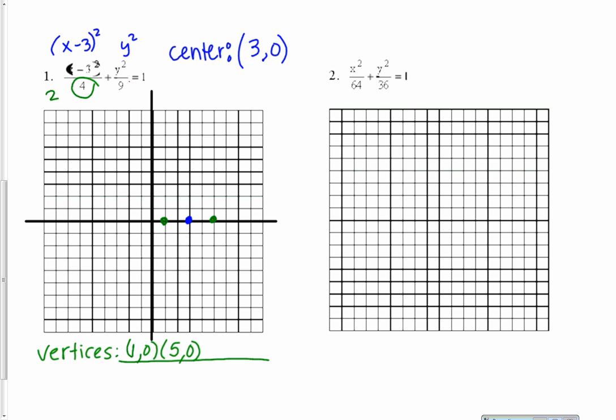The number underneath the y is our y radius, and that's squared. So our y radius is like a 3. So I'm going to go up 3 and down 3, and I'm going to plot those 2 points. They're also called vertices. So that was at (3, 3) and at (3, -3). And then I'm just going to connect them to make a nice ellipse.